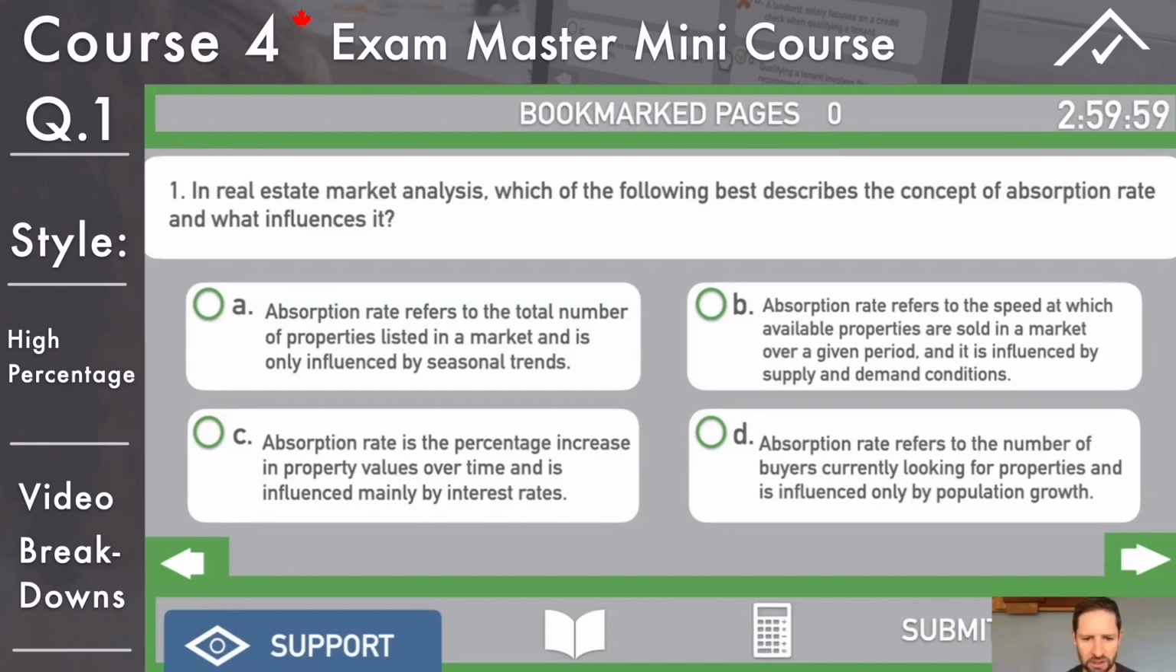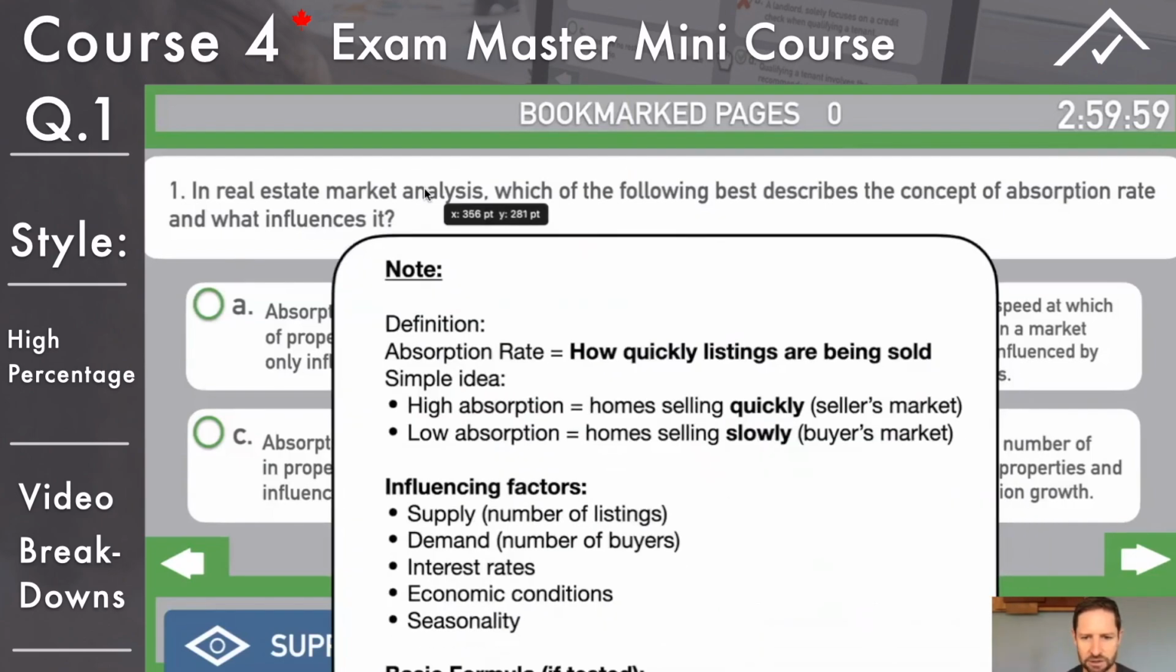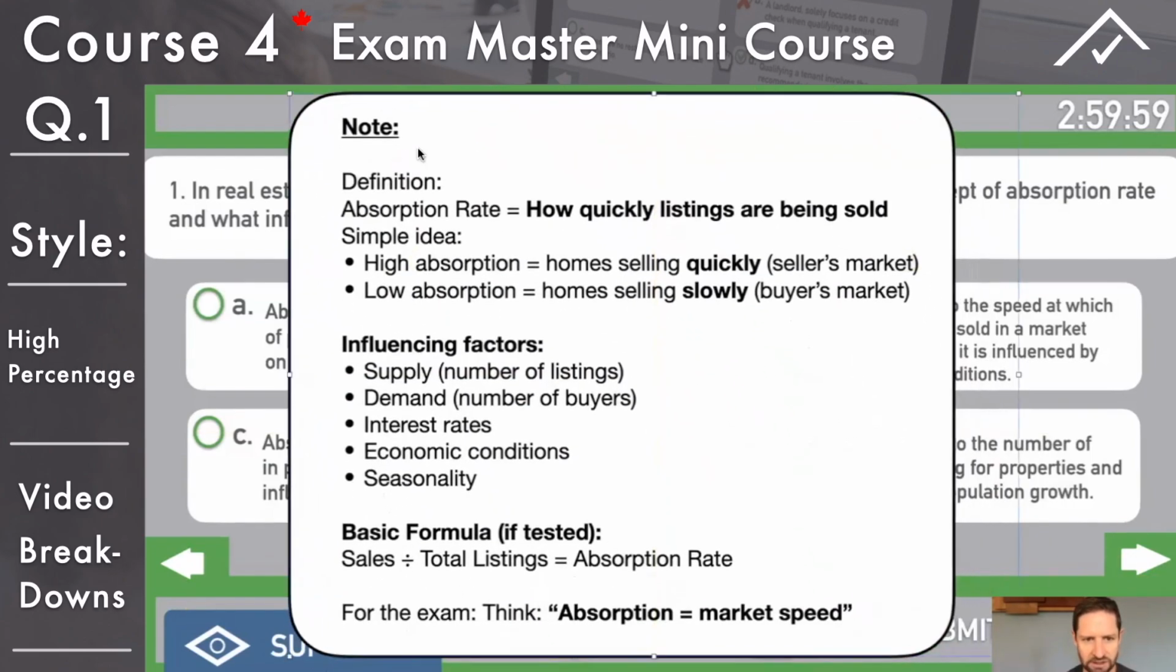So let's bring up the note here, just so you can make it stick. Again, screenshot any of these notes if needed, right? Definition, absorption rate, how quickly listings are being sold. Simple idea. High absorption, homes selling quickly, seller's market. Low absorption, homes selling slowly, buyer's market. Influence factors: supply, number of listings; demand, number of buyers; interest rate, economic conditions, seasonality, right? Basic formula, if you're tested: sales divided by total listings equals the absorption rate.